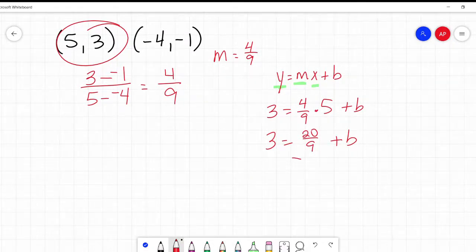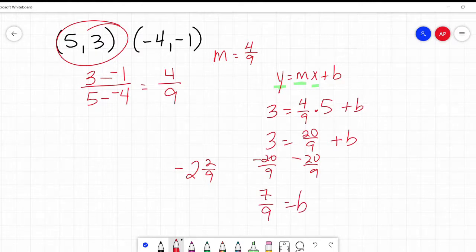I don't know. I'm going to subtract 20/9 from both sides. 20/9 is also the same as 2 and 2/9, and we're subtracting that. So when we subtract that from 3, we get 7/9. So b is 7/9.